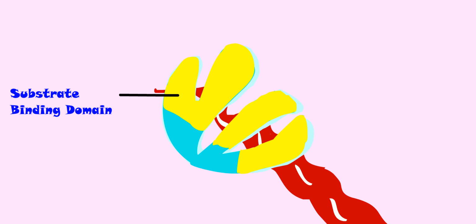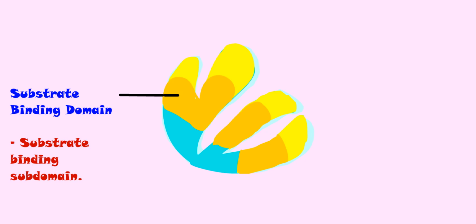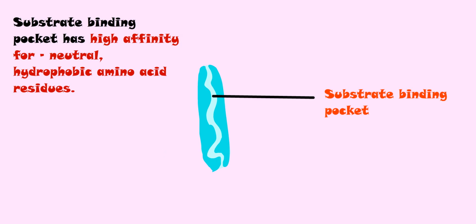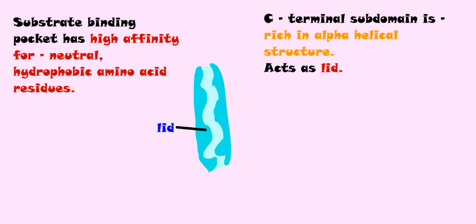The second domain is the substrate binding domain or SBD, that can interact and transiently associate with short linear peptide segments of folding intermediates. The SBD can be further subdivided into a substrate binding subdomain and a C-terminal subdomain. The substrate binding subdomain contains a substrate binding pocket that has a high affinity for neutral, hydrophobic amino acid residues. The C-terminal subdomain is rich in alpha helical structure and acts as a lid for the substrate binding pocket.